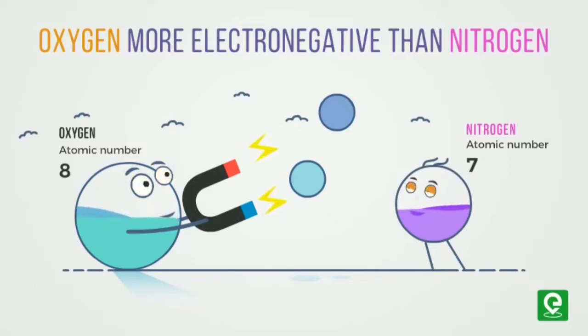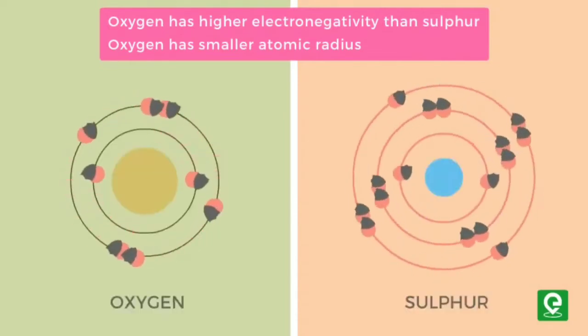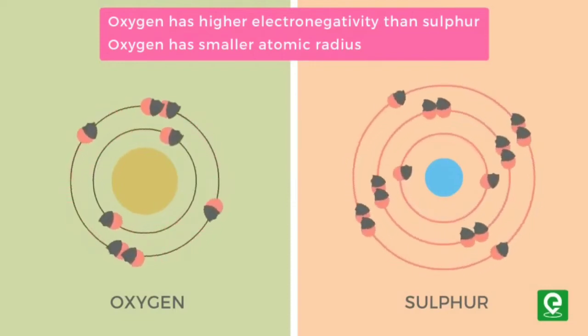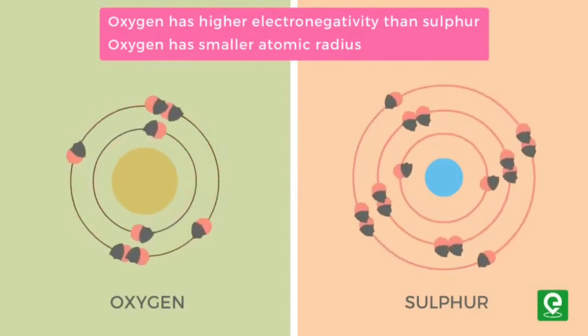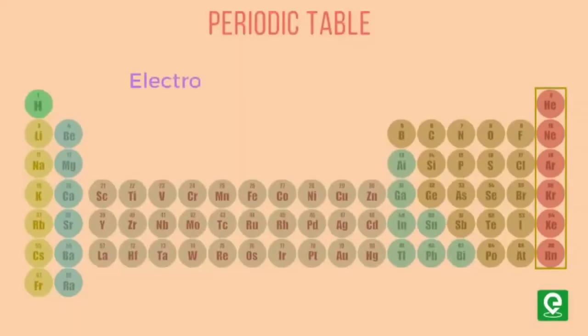Atomic size increases on going from top to bottom in a group, therefore electronegativity decreases. For example, oxygen has higher electronegativity than sulfur. Oxygen has a smaller atomic radius, the bonding electrons are closer to the nucleus and therefore it exerts a stronger pull. Bonding electrons in sulfur are farther away from its nucleus, and therefore it exerts a weaker force. Also, there is one layer of shielding electrons in oxygen, whereas in sulfur there are 2 layers. The electronegativity value of inert gases is 0 because they do not form any covalent bond.